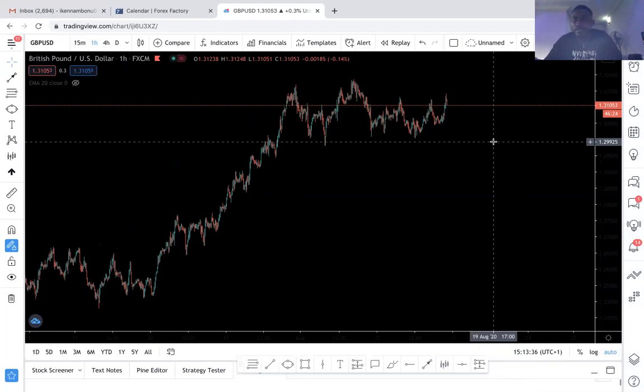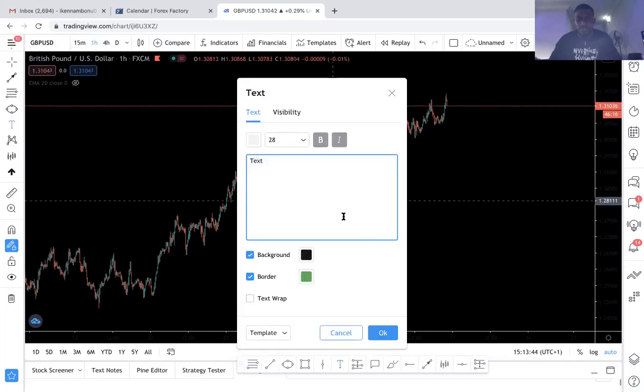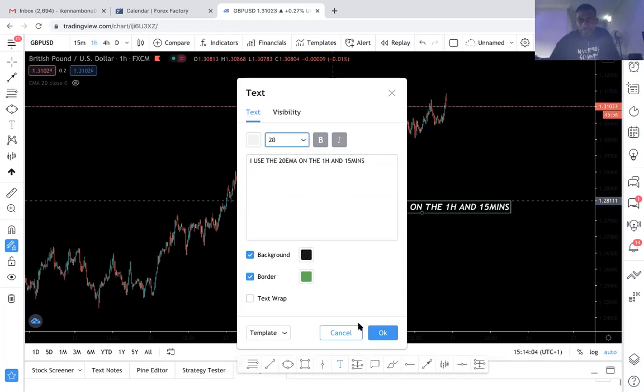Okay, so I use the 20 EMA on the 1 hour time frame. I want you guys to take note of this. You can write it down there on your screen. I use the 20 EMA on the 1 hour and the 15 minutes time frame. These are the time frames that I usually use, as additional confidence to my confirmation.